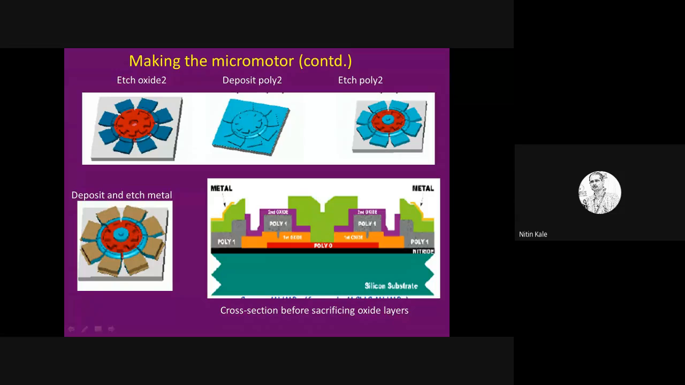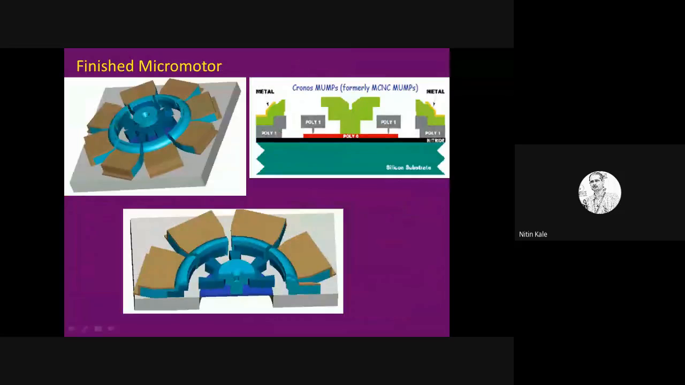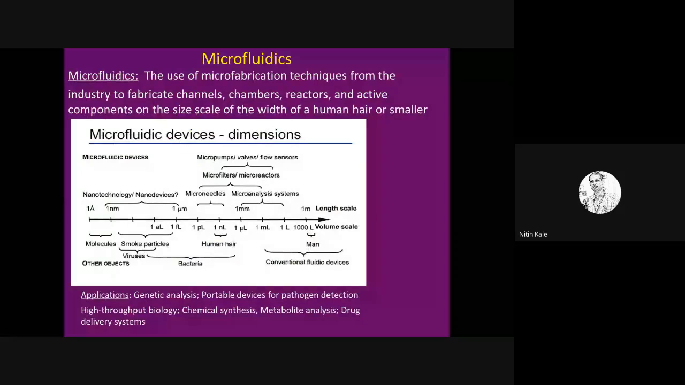Okay, so when you do that, you will have a structure which is like this. So oxide removed everywhere, and this rotor is free to rotate. So this is the micro motor now. We'll not get into this again in detail. Need to go a little bit fast.